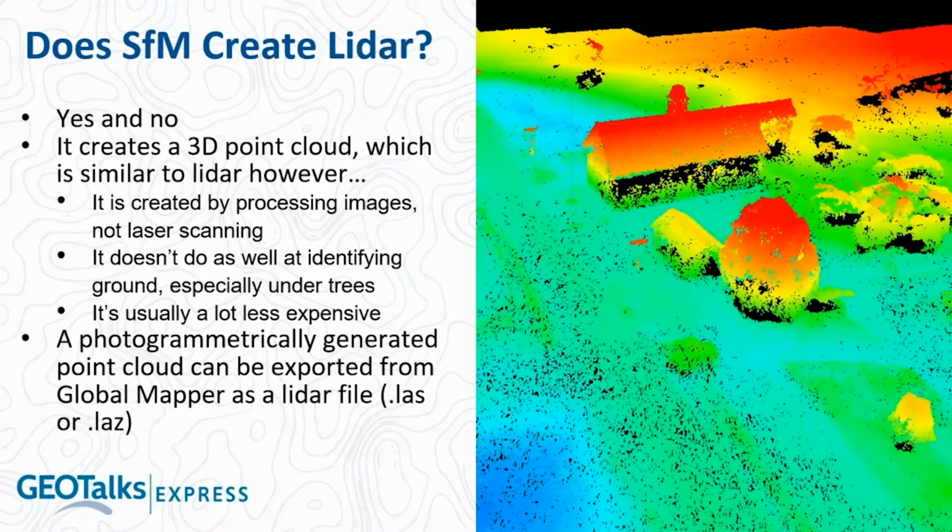So the photogrammetrically generated point cloud is a 3D point cloud, and although it is not true LiDAR data, it can be treated as LiDAR data, processed like a LiDAR point cloud, and exported from Global Mapper to a LiDAR file format, such as an LAS or LAZ. That file can then be loaded into another program, and it will be treated as a LiDAR file.